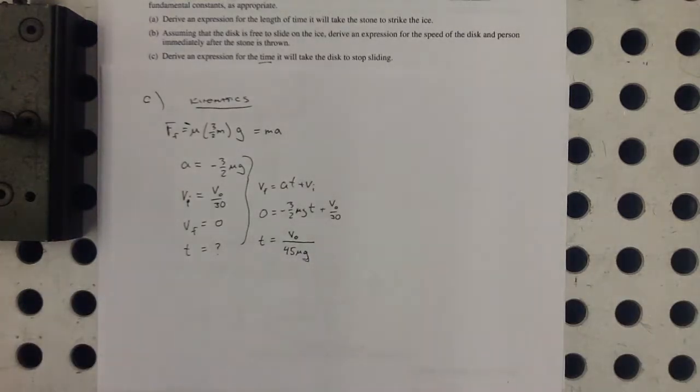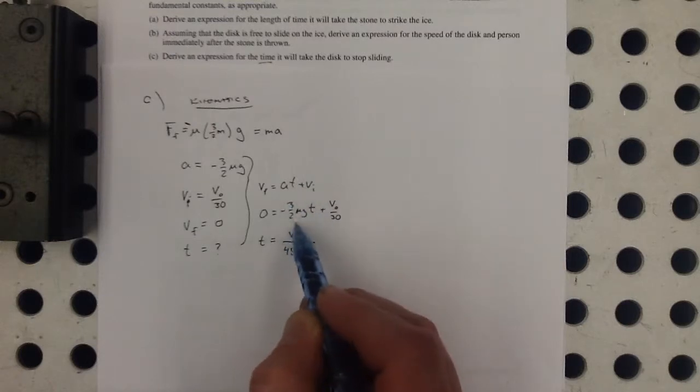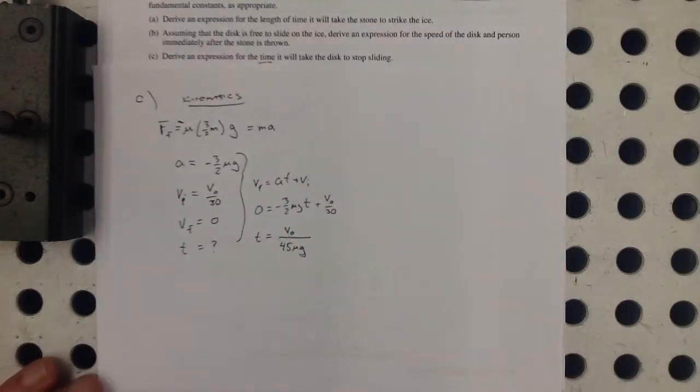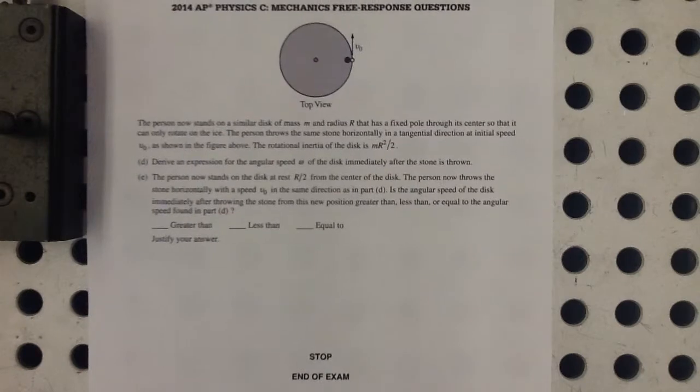You can check my algebra there, and you should not skip steps like that. What a bad example I'm setting for you, but I'm pretty sure that that is right. That's just from adding this to that side and then dividing by 2/3 mu g. I think that that's right. All right. That's the first page of that.